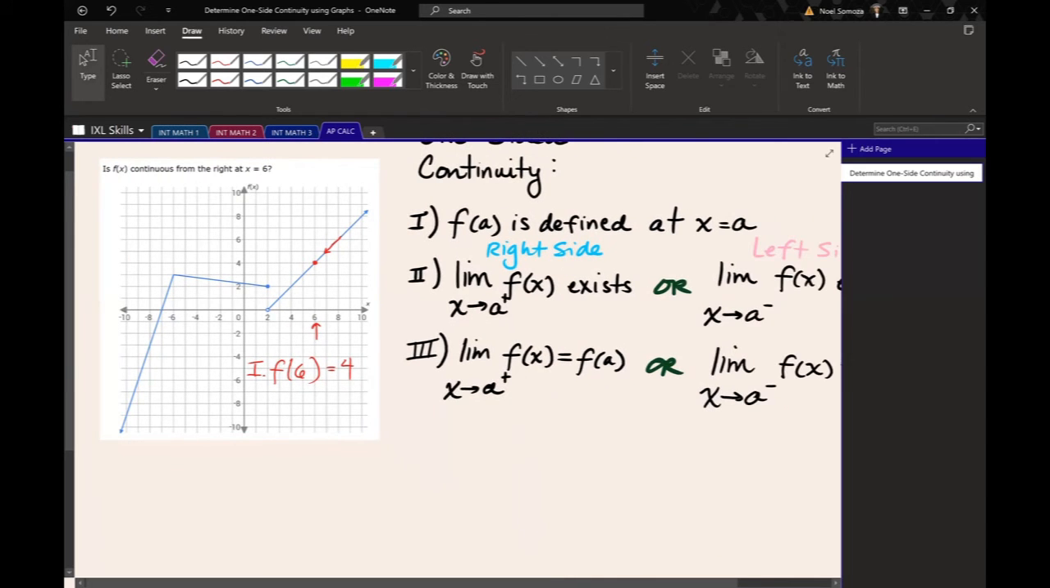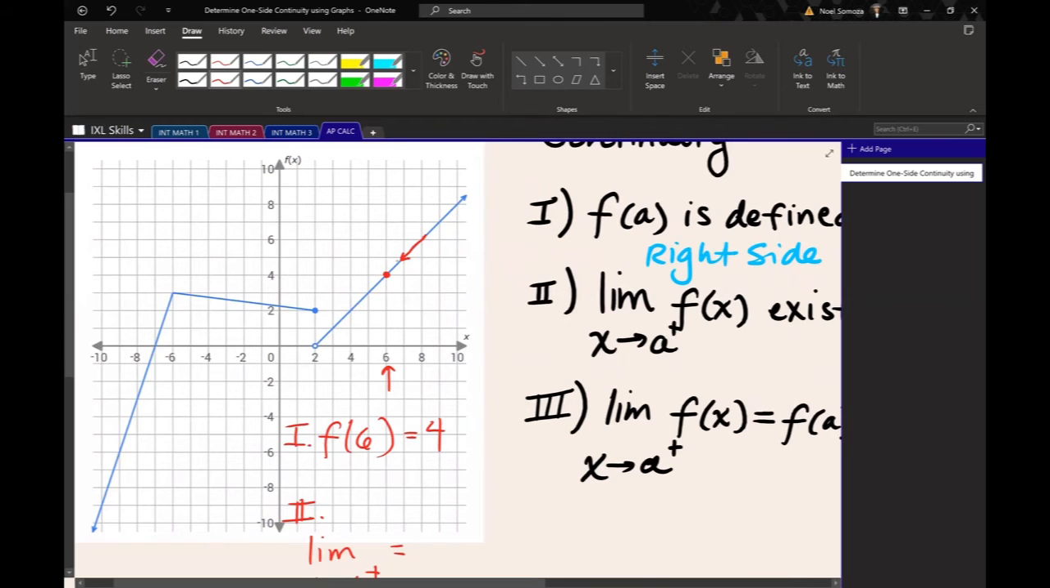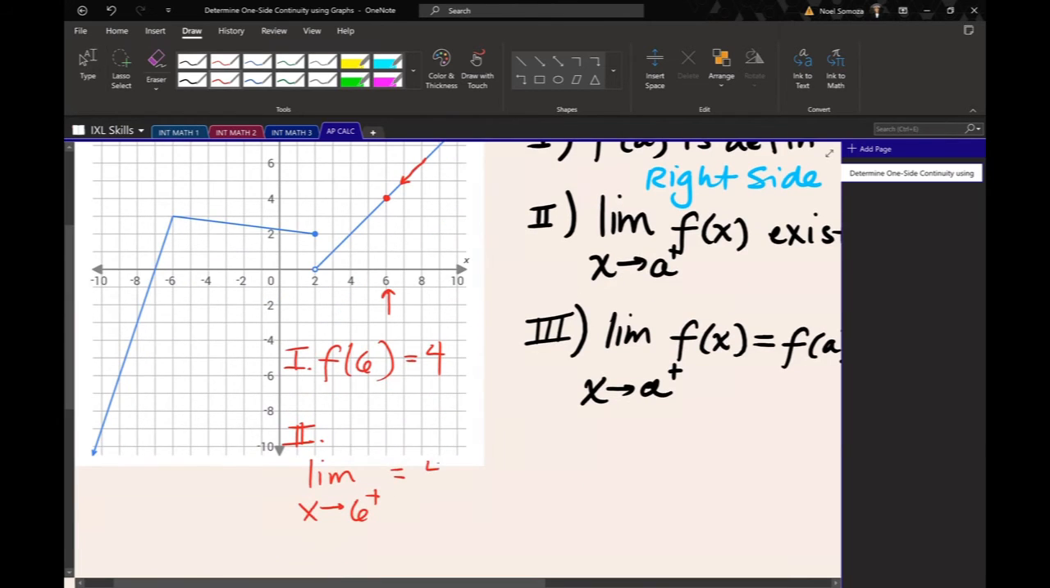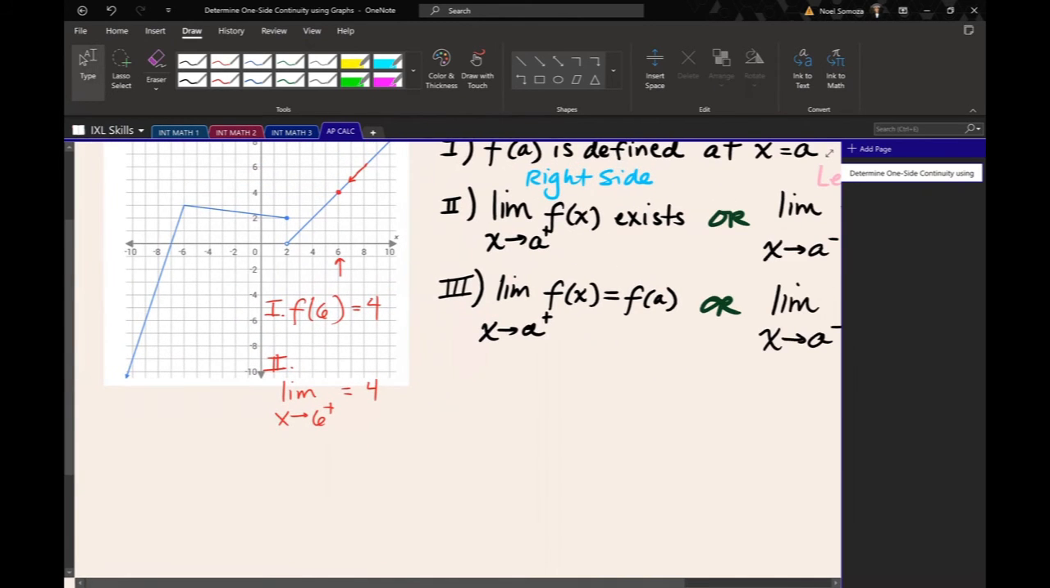All right, the limit doesn't exist coming from the left, so let's take a look. Part 2, the limit as x approaches 6 from the right side. What is that? Well, as we're approaching from the right side, what is the intended height? It looks like the intended height is also going to be 4. So it looks like the output and the limit approaching from the right agree.